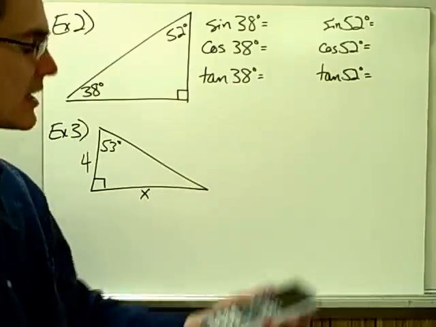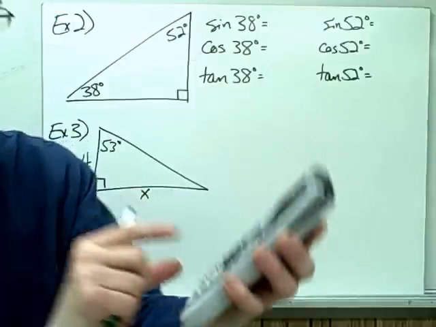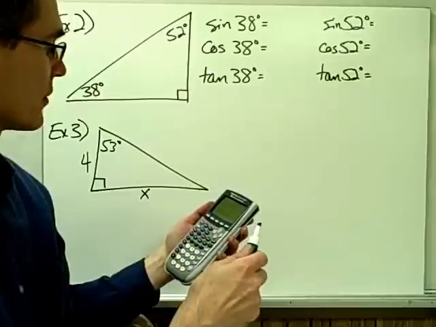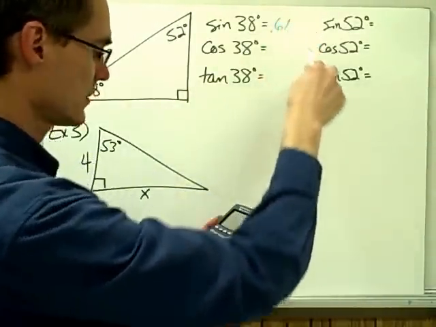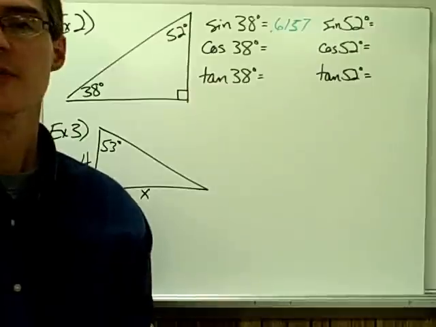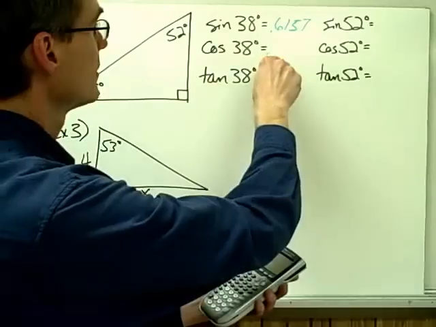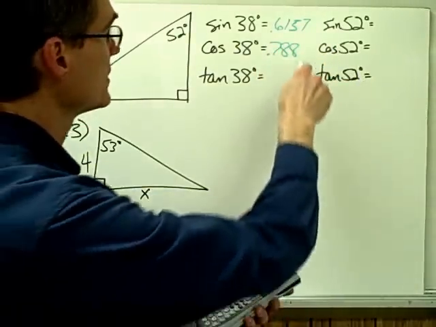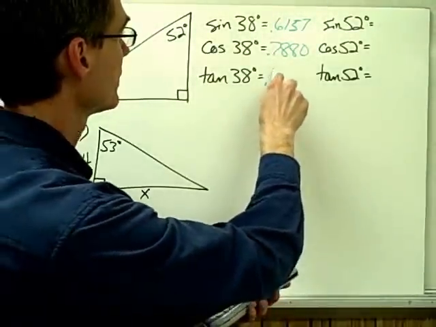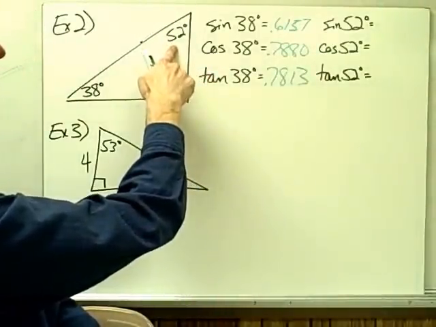I want to take the sine of 38, so all I need to do is push the sine button, which on the TI-84 is this button right here. I push sine, enter 38, and hit enter, and I get sine of 38 degrees equals 0.6157. Cosine of 38, I do the same thing, only using the cosine button. Cosine of 38 is 0.7880, and tangent of 38 is 0.7813.